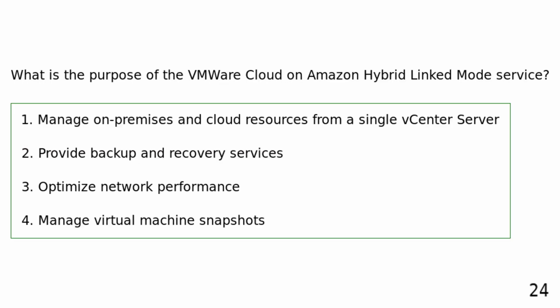What is the purpose of the VMware Cloud on Amazon Hybrid Linked Mode service? Manage on-premises and cloud resources from a single vCenter server. Provide backup and recovery services. Optimize network performance. Manage virtual machine snapshots.